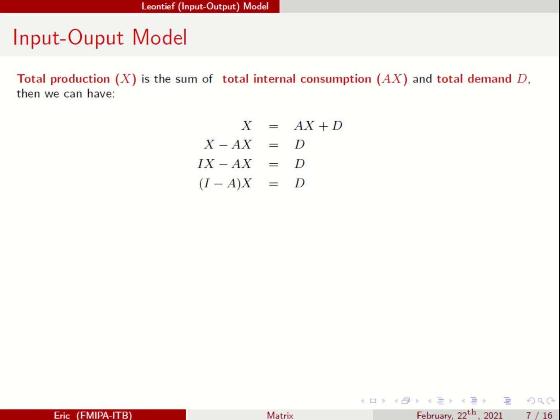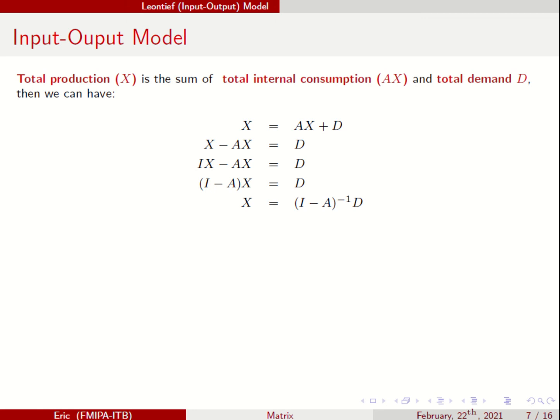So this is the main equation that you have to remember. I minus A times X should be D. A is the input-output matrix. X is the total production. D is the total demand. Okay. And usually you are given A, you are given D, you want to find X. Or you are given A, you are given X, you want to find D, and so on. There are so many variations.